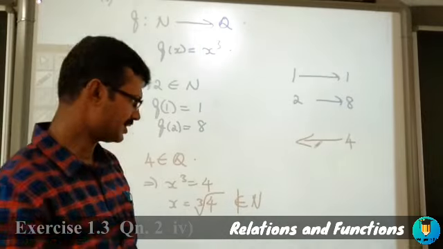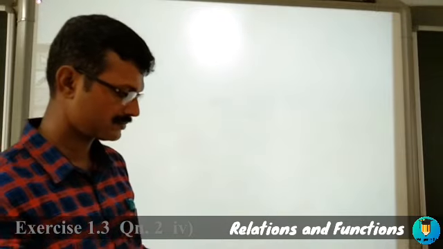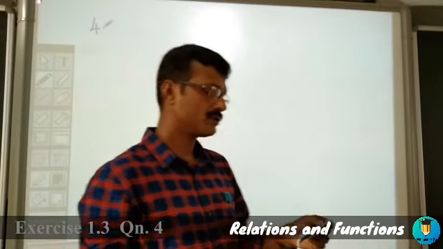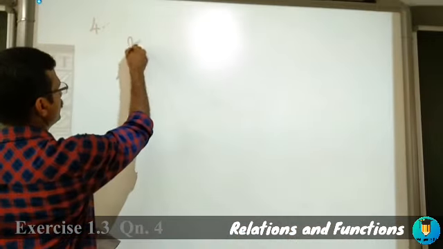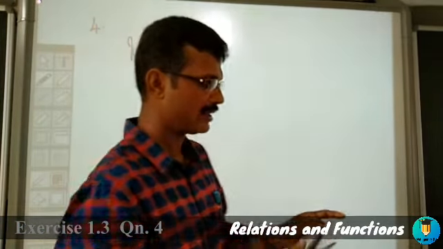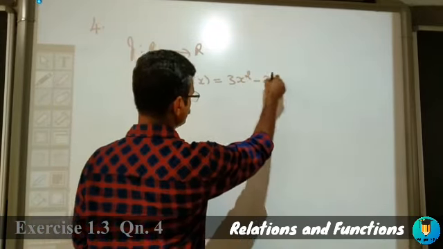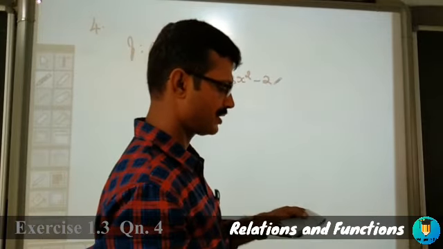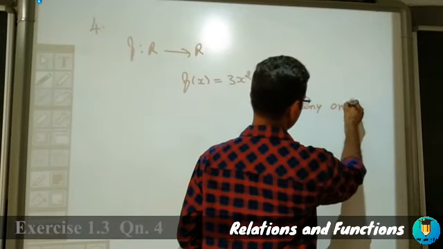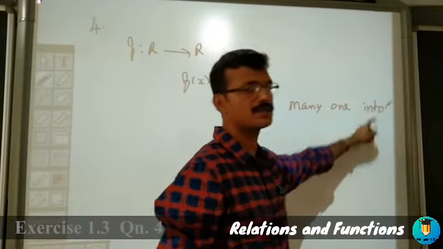Now we'll see another question. Question number 4. Here we have to show that the function f from R to R, from real numbers to real numbers, defined by f(x) = 3x square minus 2, is a many one into function. We have to prove it is many one as well as an into function.